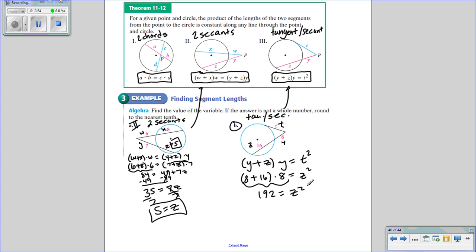equals z squared. Okay, now I'm going to undo my square by square rooting. That cancels the square. And I'm going to take the square root of 192. And this says if the answer is not a whole number, round to the nearest tenth. So we should end up with 13.9. And that would be the length of that.